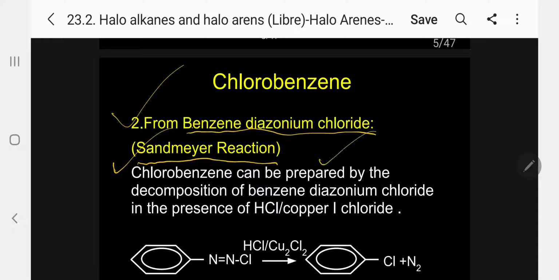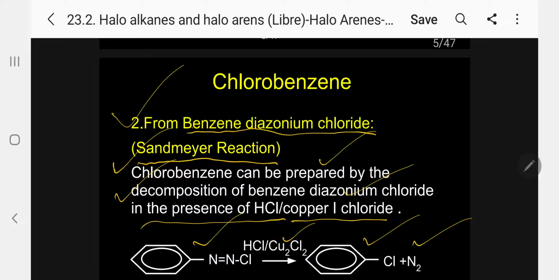Chlorobenzene can be prepared by the decomposition of benzene diazonium chloride in presence of HCl and copper(I) chloride, that is cuprous chloride. So this is benzene diazonium chloride. HCl in presence of cuprous chloride converts it into chlorobenzene, and nitrogen gas escapes. See, this nitrogen gas is going out, leaving the chlorine attached to the benzene ring, forming chlorobenzene. This is the famous Sandmeyer reaction.